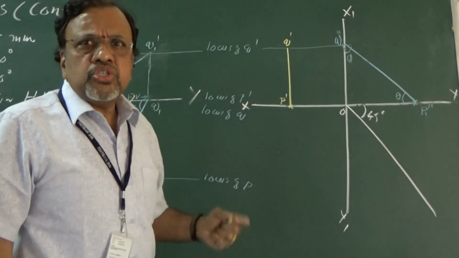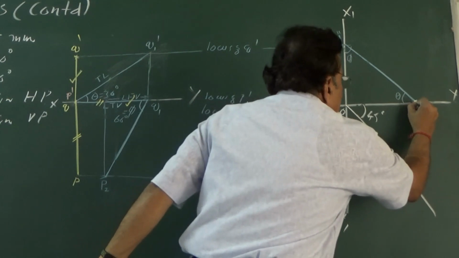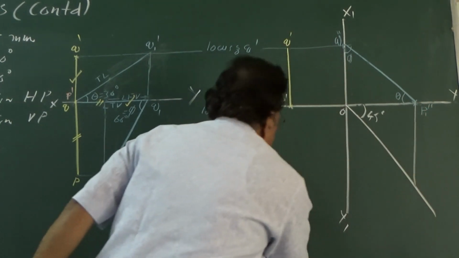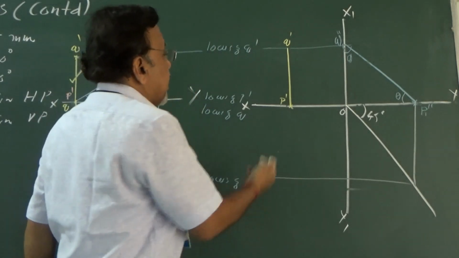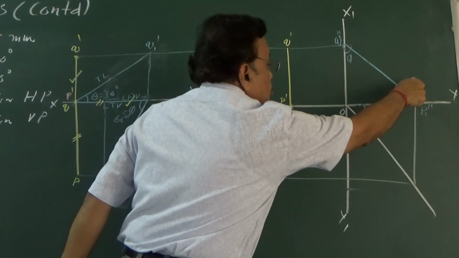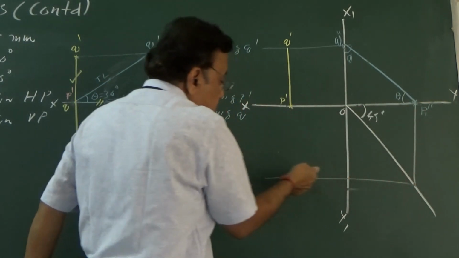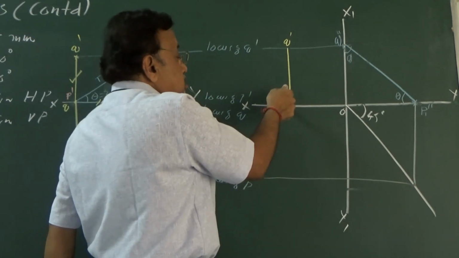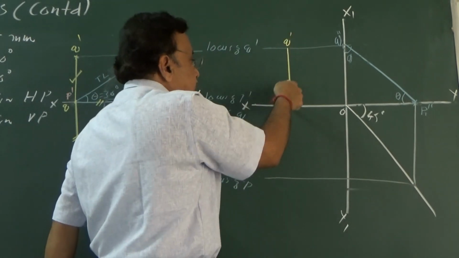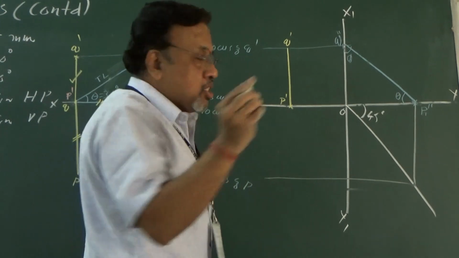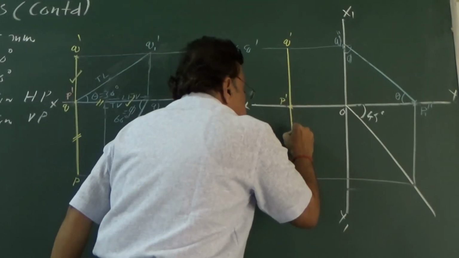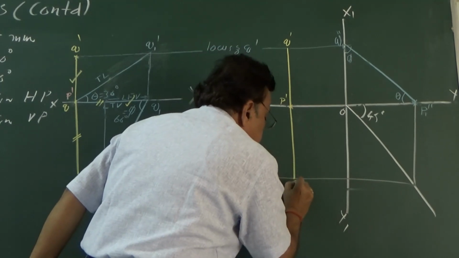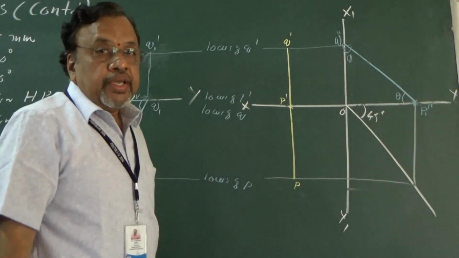Now use the procedure. What is the procedure? Draw the projector. Here also draw the projector. This is the projector through P1 double dash. This is P dash. We know that P dash and P should be on the same projector. So I will simply draw this line, so that this will be your final point P in the top view.